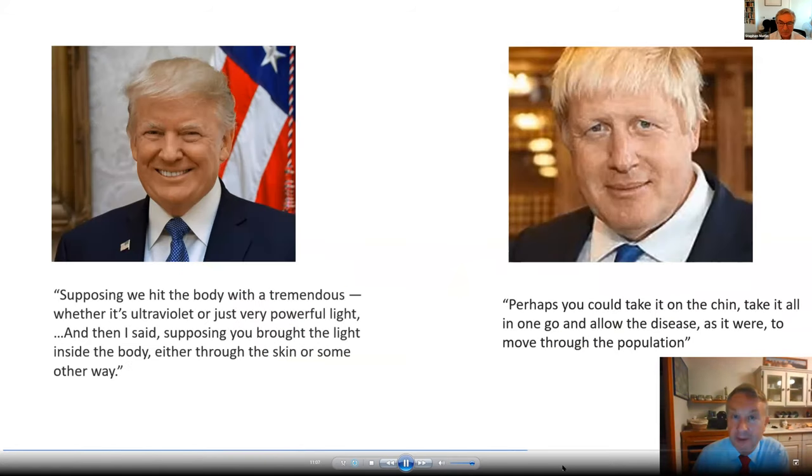It was the politics. And the fact that these countries were led by these two individuals, Donald Trump proposing that in some way you might shine ultraviolet light inside people's bodies or disinfectant in their lungs, and Boris Johnson talking about taking the pandemic on the chin, letting it go through the population. And not unsurprisingly, we have seen the consequences in terms of cases, in terms of deaths from COVID.